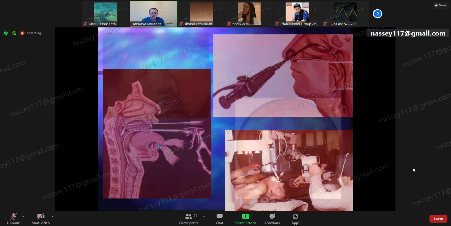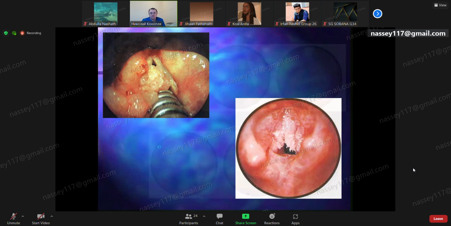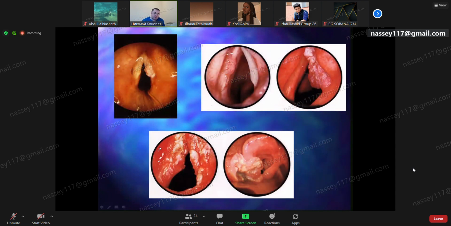Malignant tumors of the larynx. First of all, carcinoma, laryngeal carcinoma. From all tumors of the ENT organs, tumors of the larynx are present more often. And from all tumors of ENT organs, more often we have patients with laryngeal carcinoma. First place in ENT oncology is carcinoma of the larynx.